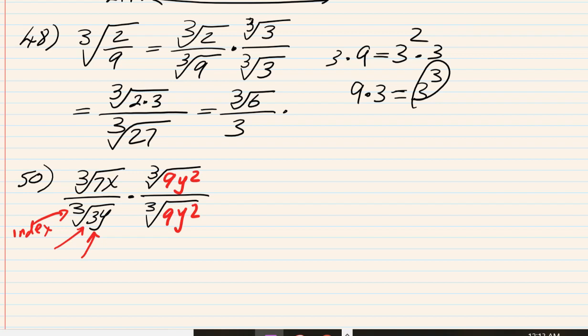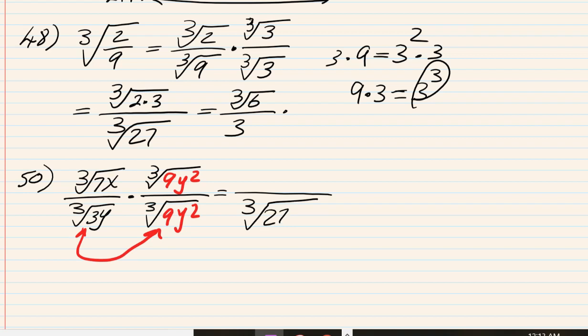Now, when I multiply them, you can see what happens here in the denominator. 3 times 9, that's 27. That's a perfect cube. And then y squared times y is y cubed. The numerator is cube root of 63xy squared.